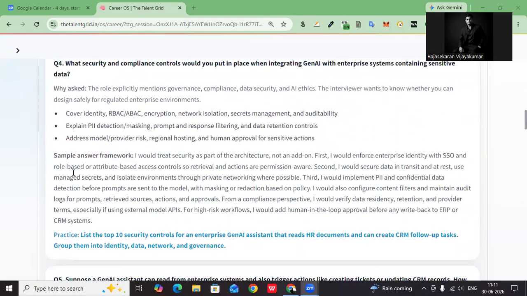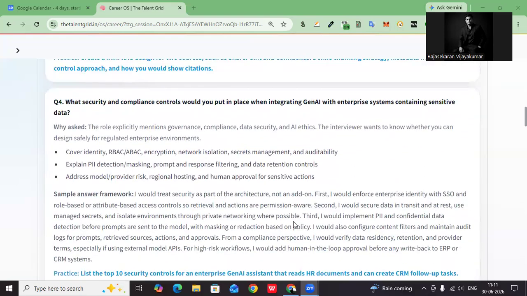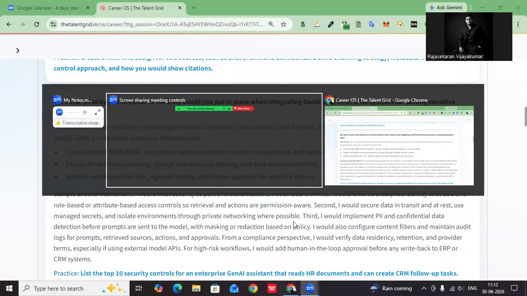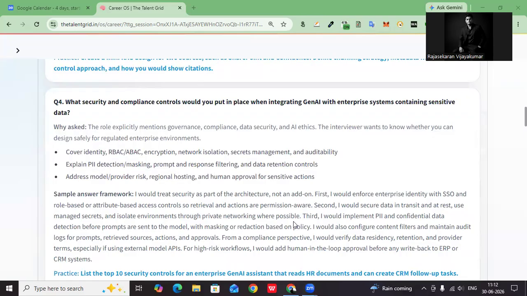Okay, great. Coming to the next question. What security and compliance controls would you put in place when integrating GenAI with enterprise systems containing sensitive data?